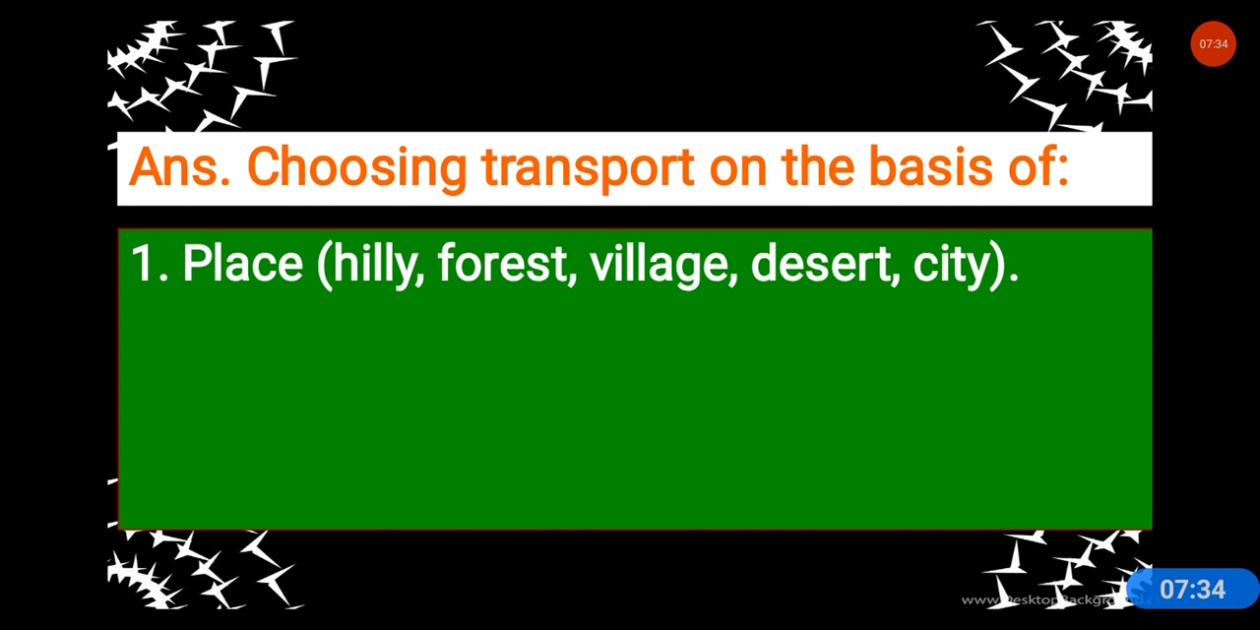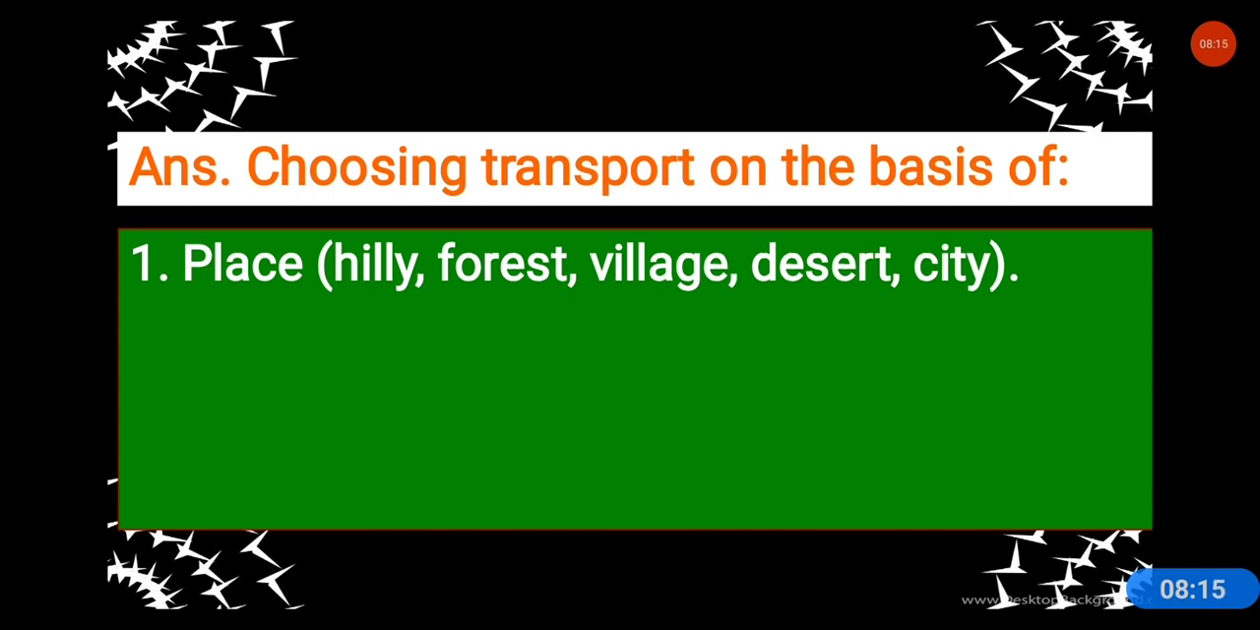The first thing is where we need to go. We have to decide where we want to go, whether it's a hilly area, or we are going to a forest, or we are going to visit a village or a city. While choosing a particular transport, we also need to keep in mind the time in which we have to reach a place, as some transport, like the bicycle, is slow, right? So you have to decide which transport you are going to use.